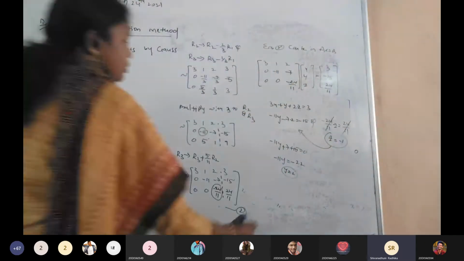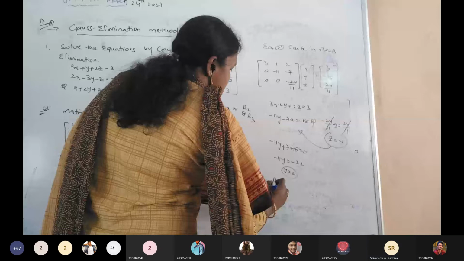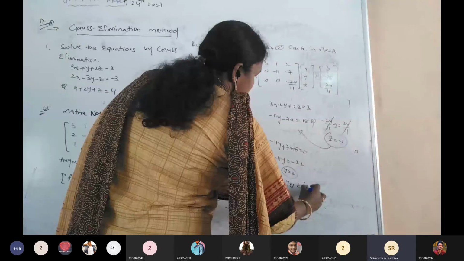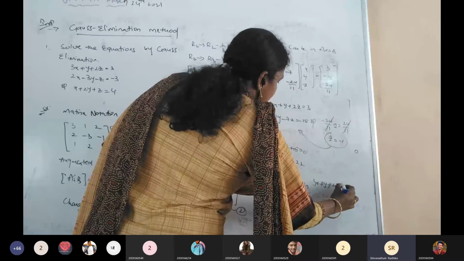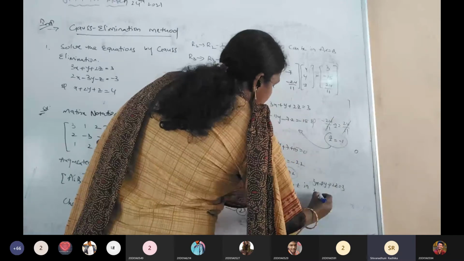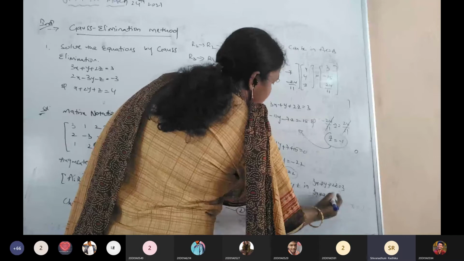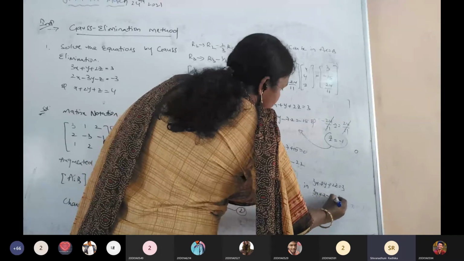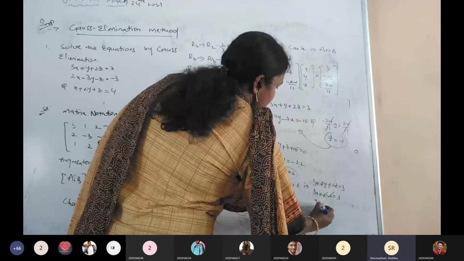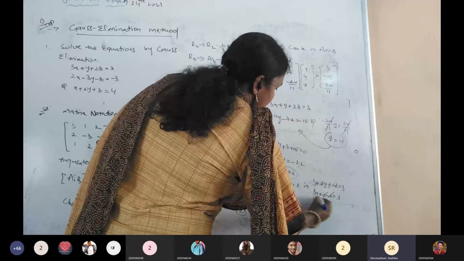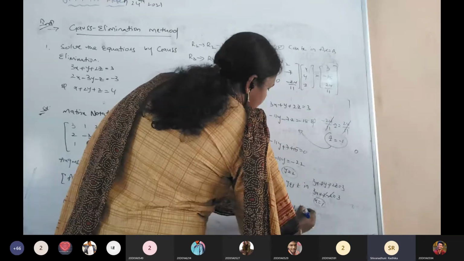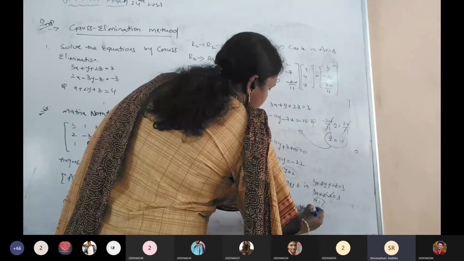Next, put y and z in first equation. 3x plus y plus 2z equals to 3. 3x plus 2 plus 2 times -1, that is -2 equals to 3. 2 cancel, x equals to 1. X equals to 1, y equals to 2 and z equals to -1.